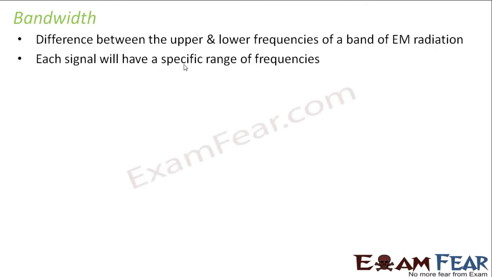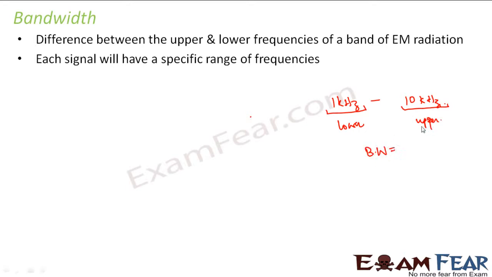Each signal will have a specific range of frequencies. When I say I'm talking about an audio signal or a video signal, each of these signals has a specific range of frequency, and they might overlap, but they might not overlap as well. Let us say there is some signal which operates between 1 kilohertz and 10 kilohertz. What is the bandwidth? 1 kilohertz is the lower frequency and 10 kilohertz is the upper frequency. Bandwidth is upper frequency minus lower frequency. That means 10 minus 1, that is 9 kilohertz. So that is our bandwidth.